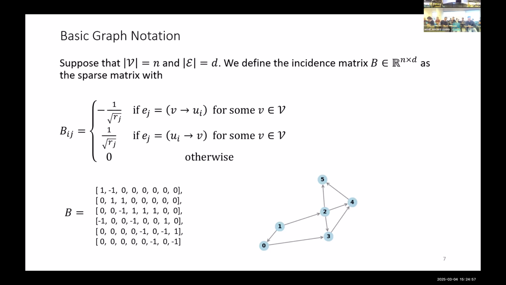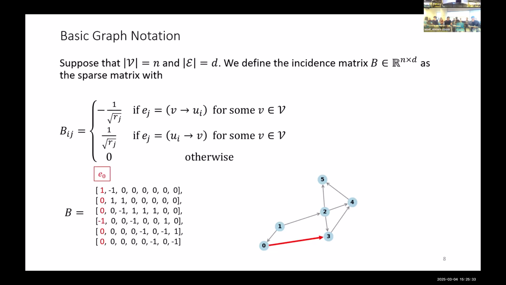We define the incidence matrix as follows. The incidence matrix is n by d, and ignoring the resistance, the ij-th entry of the incidence matrix is -1 or +1 if vertex i is incident to edge j, depending on which direction the edge points. So at the bottom left of this slide, I have the incidence matrix for this graph.